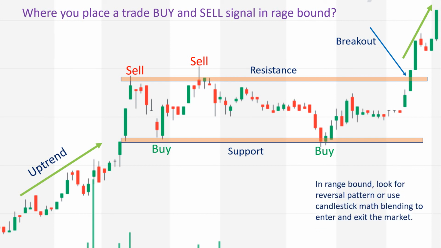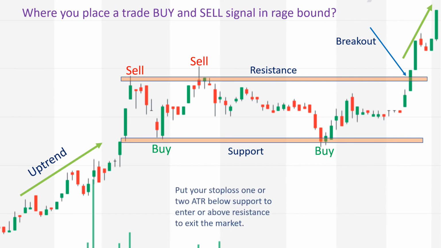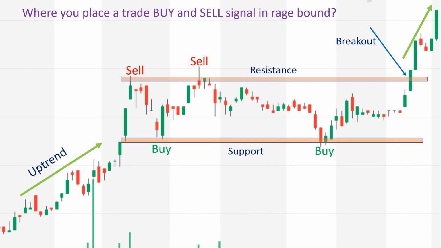In a range band, look for a reversal pattern or use candlestick blending to enter and exit the market. Put your stop loss 1 or 2 ATR below support to enter or above resistance to exit the market.